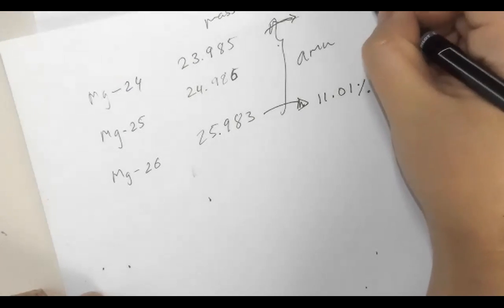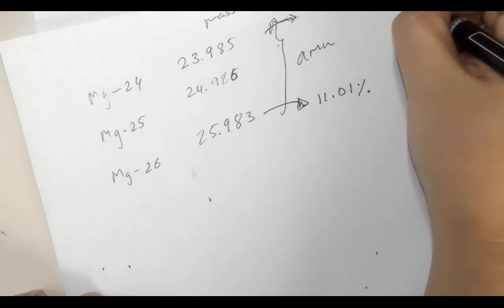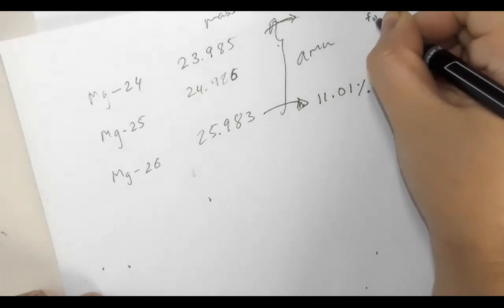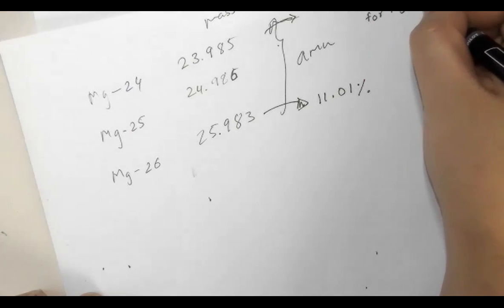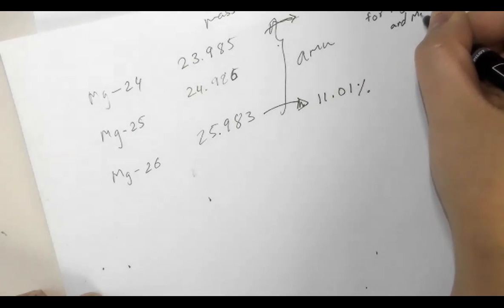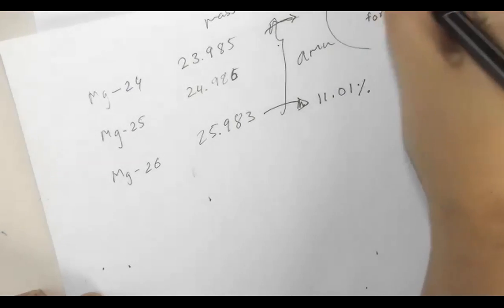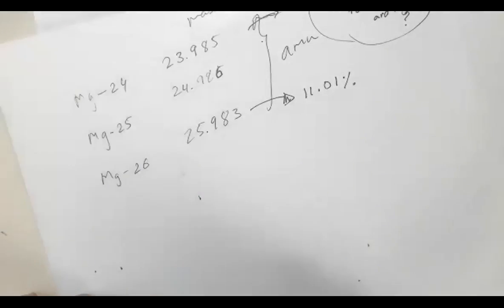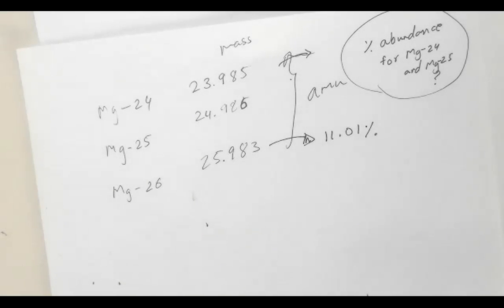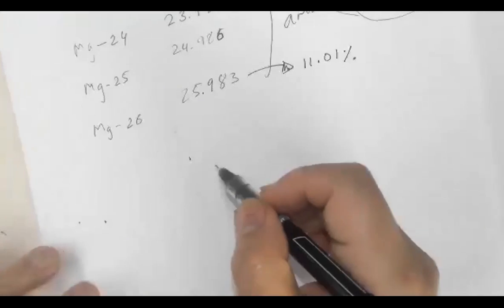Find the percent abundance for magnesium 24 and magnesium 25, okay? What is this? So the first part is to remember the percentage theory. I'm going to go slowly so that we can see.